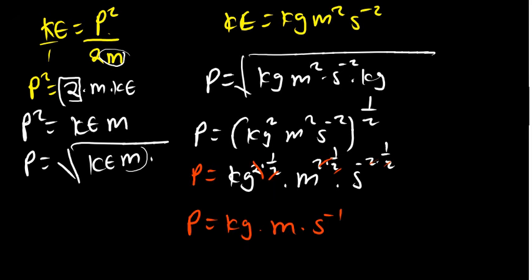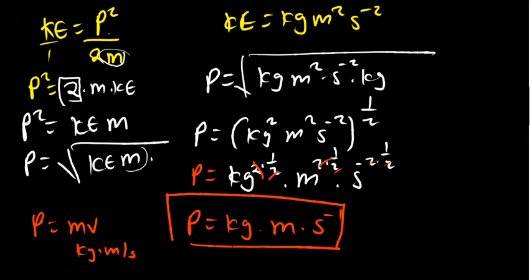And this is true because momentum is given by mass times velocity. So mass is in kg, velocity is in meters per second. So as we can see, these are the units for momentum. Okay, so now using the same concept again, how can we come up with another formula?